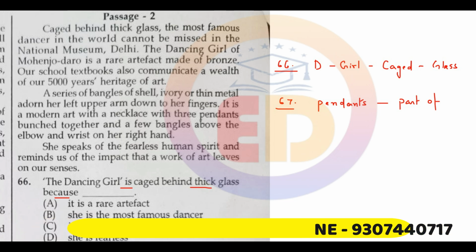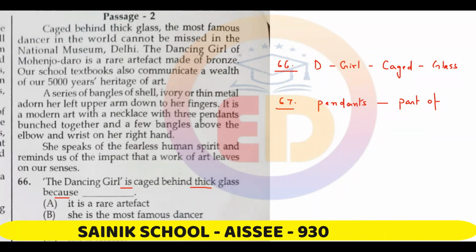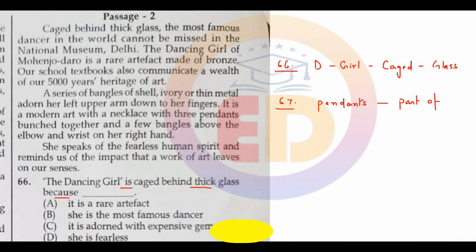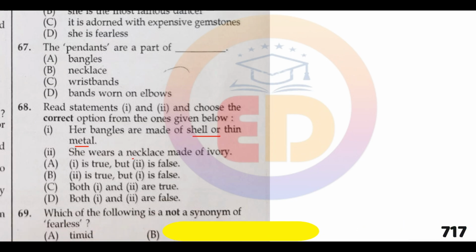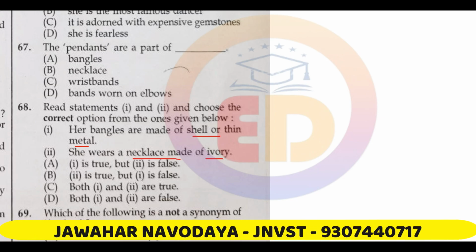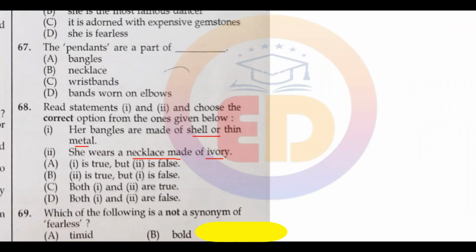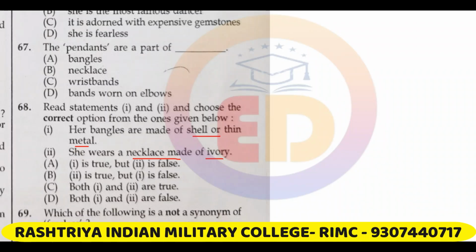Question number 68. We have to identify the correct statement. Her bangles are made of shell or thin metal. She wears a necklace made of ivory. We have to check whether these are correct or not. Bangles are made of shell or thin metal. I'll just take them here.